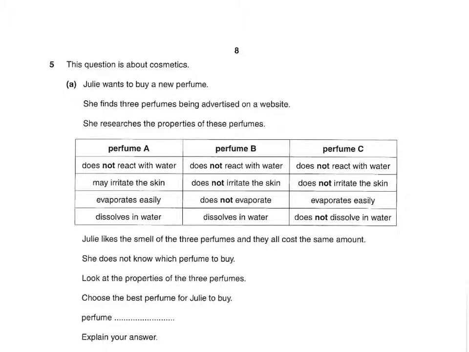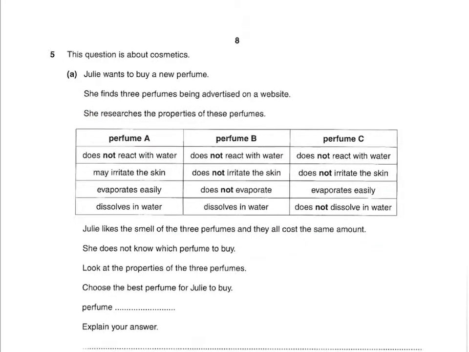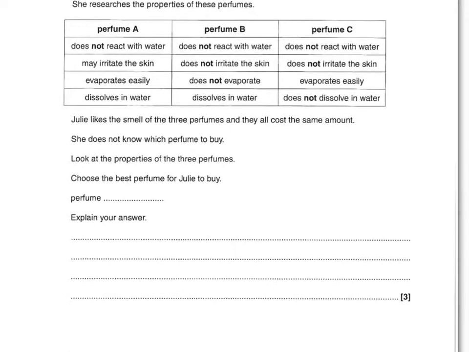So next question about perfumes. It says, Julie wants to buy a new perfume. She finds 3 perfumes being advertised. She researches the properties of these perfumes. So, there they are. It says, Julie likes the smell of the 3 perfumes and they all cost the same amount. She does not know which one to buy. Look at the properties of the 3 perfumes. Choose the best perfume for Julie to buy.